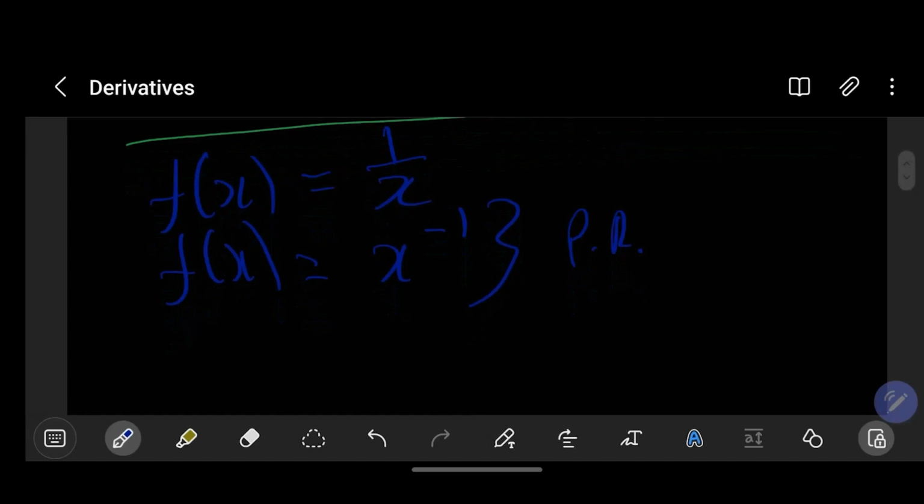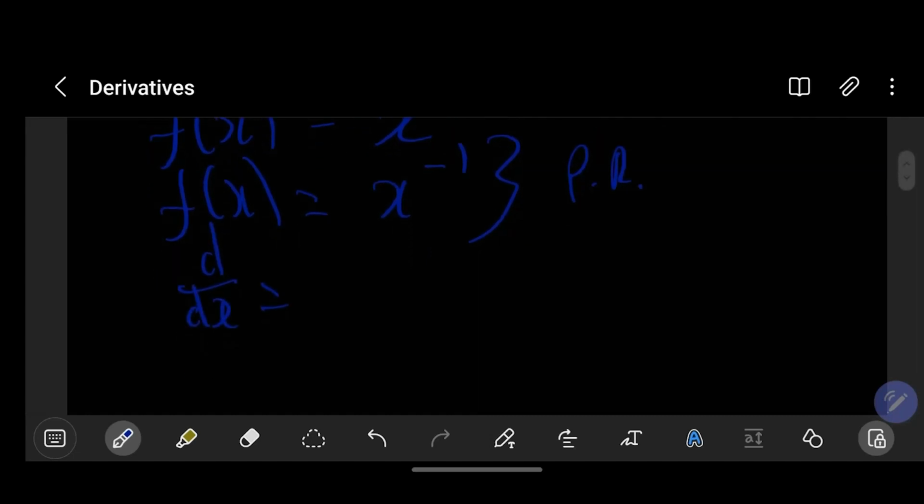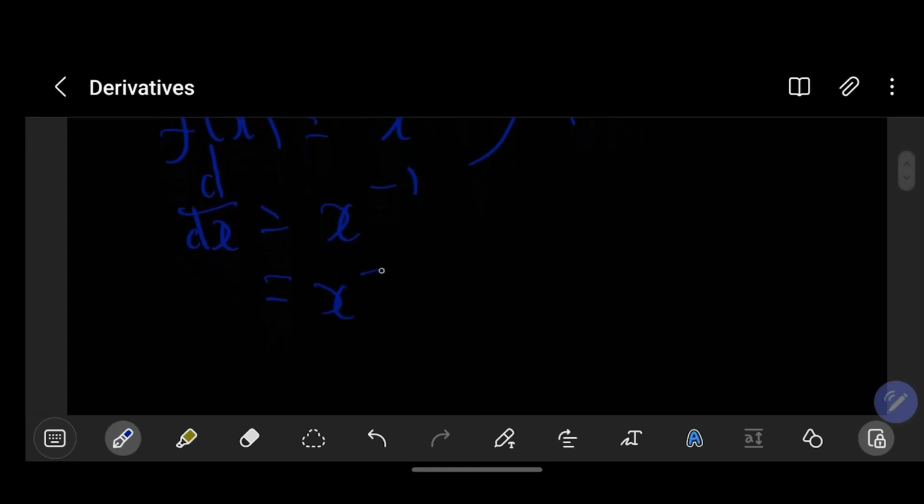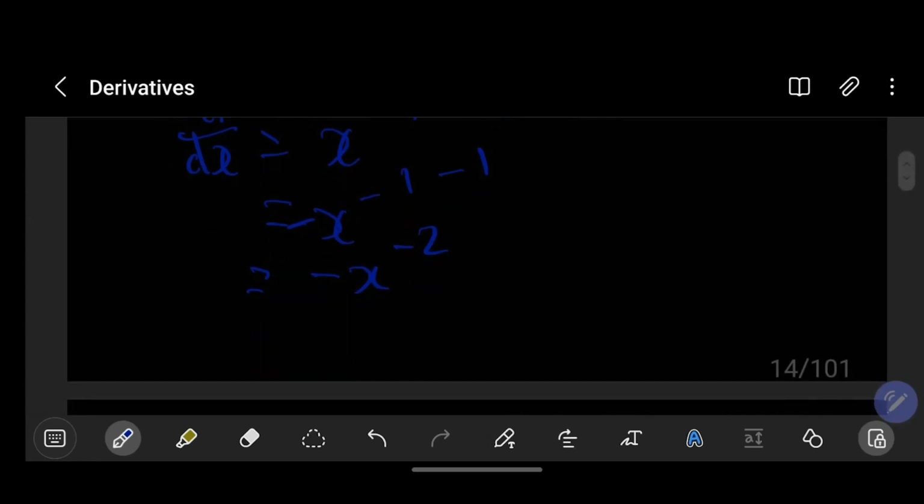So we can find d dx of x to the minus 1, that's basically equal to minus 1 in the front here, so that's basically equal to minus x to the minus 2, and we can rewrite that the same way we changed the x. You brought the x to the minus 1. We can rewrite this as minus 1 over x squared.